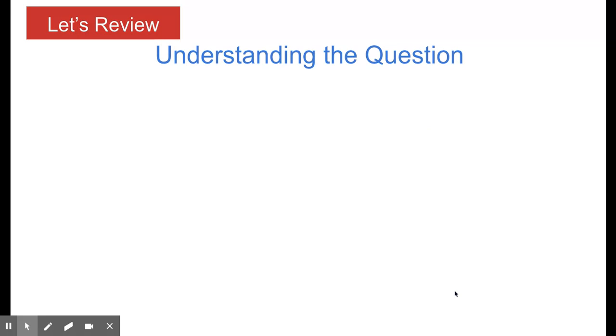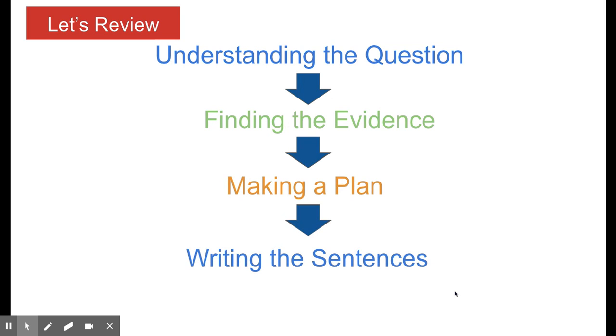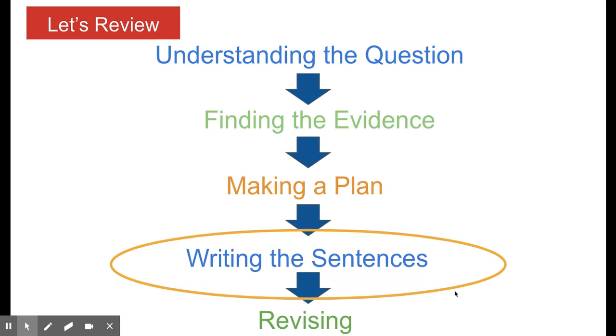Let's go over the steps for actually breaking down a prompt and executing it. First, you got to go over and understand the question. After you understand the question, you find some evidence. After you find our evidence, we make a plan. You write the sentences. And lastly, we revise. We're going to be working on writing the sentences. By now, you should have already read the prompt that we're focusing on, found some evidence by rereading some of the text, making a plan with your box and bullets, and then we're going to put those together with the sentences today.